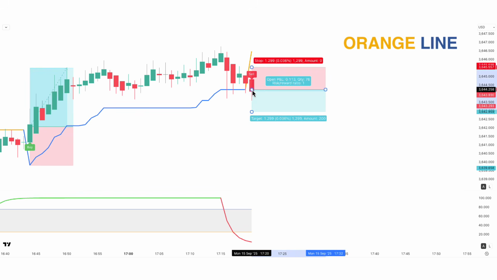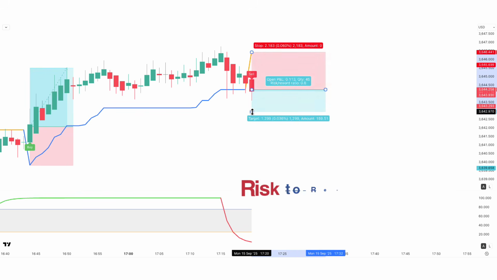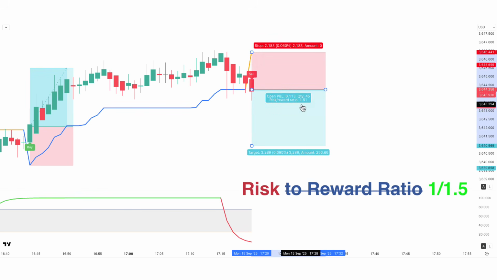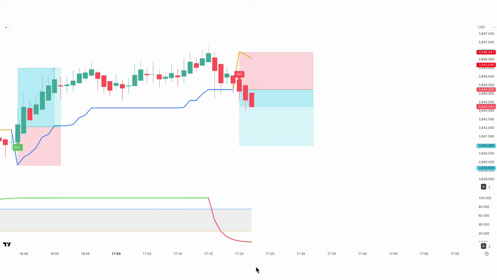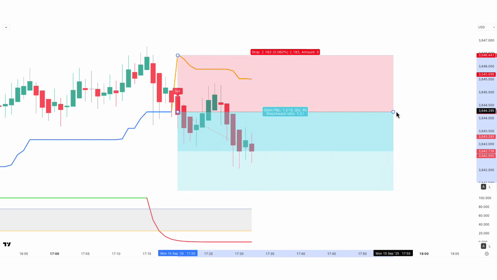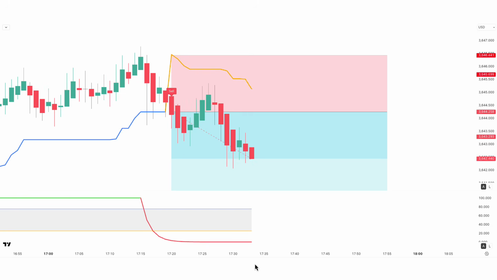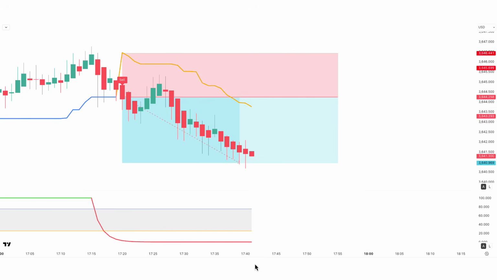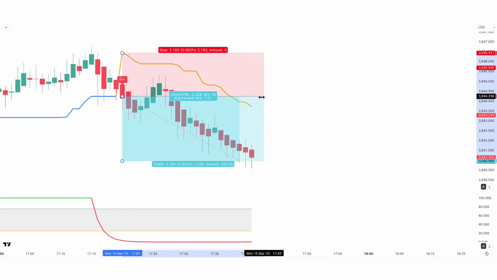Our stop loss is to be placed at the orange line, and the risk to reward ratio will be 1:1.5. Let's see what happens to our trade. Our trade is running in profit. We have won the trade. Let's find the next trade.